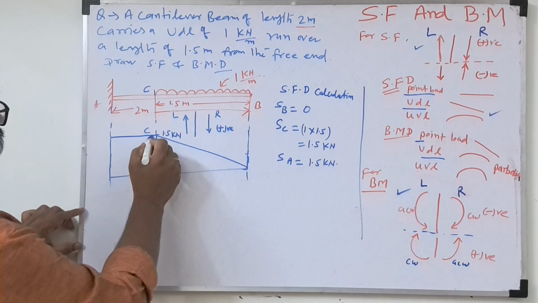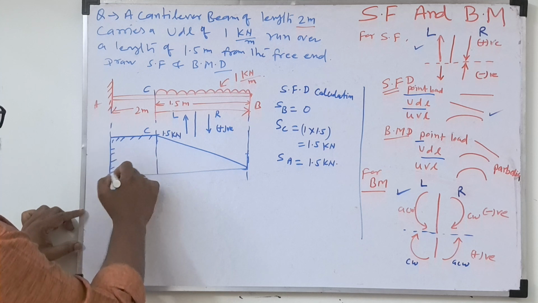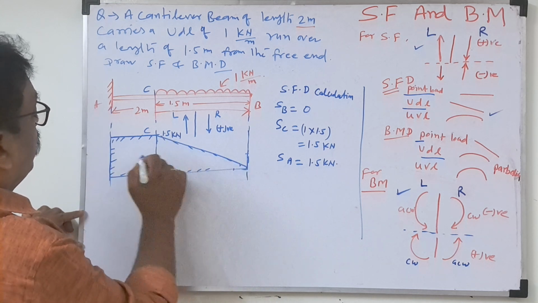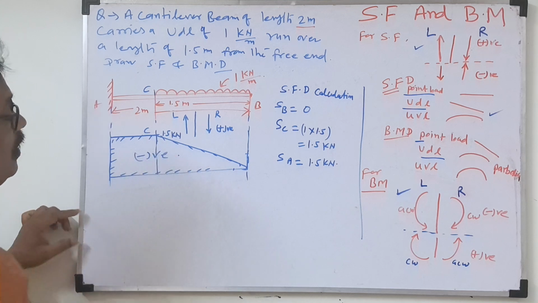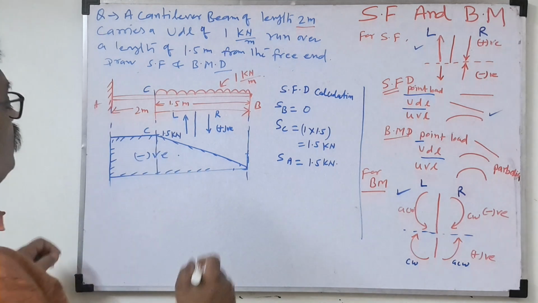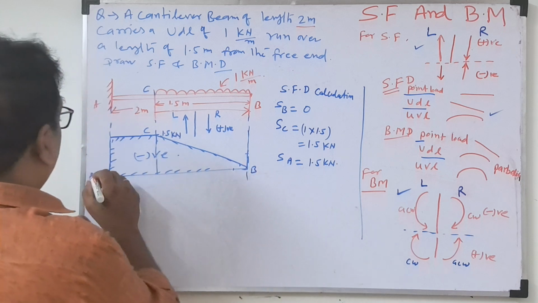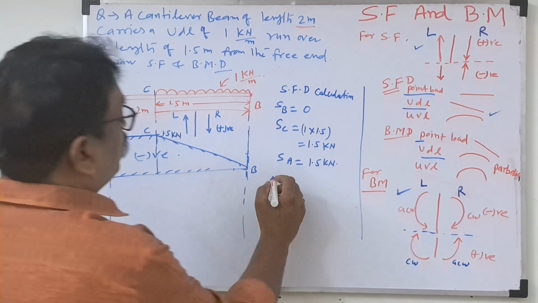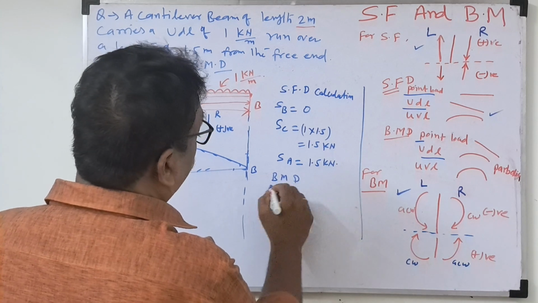Now give hatch lines, so this is the area of the shear force diagram. This is the negative. Okay, shear force diagram over. This point is B, this point is A. Now we'll find the bending moment diagram. So, the bending moment diagram calculation.